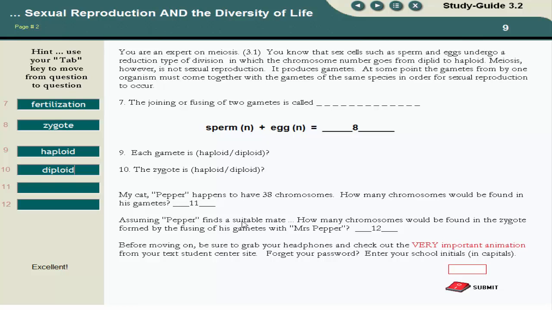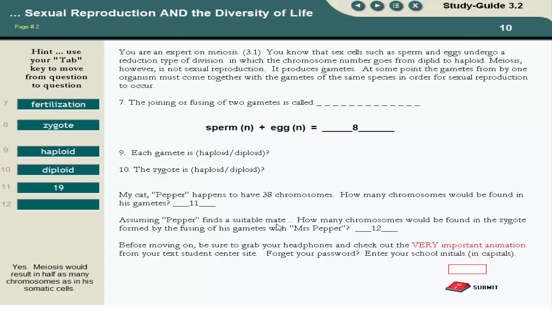Excellent. My cat Pepper happens to have 38 chromosomes. How many chromosomes would be found in its gametes? Okay, 38 is its diploid number, 2n. What would be its haploid number? N. Half of 38, which is 19. Yes, meiosis would result in half as many chromosomes as in his body cells or somatic cells.